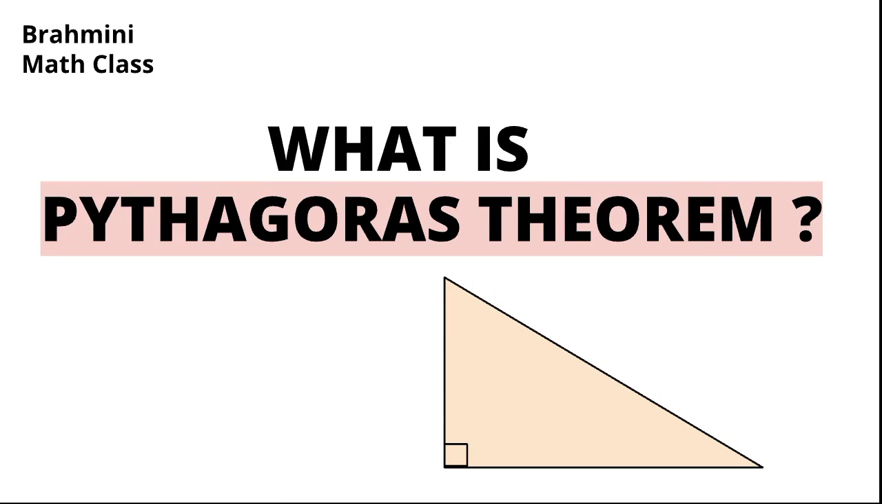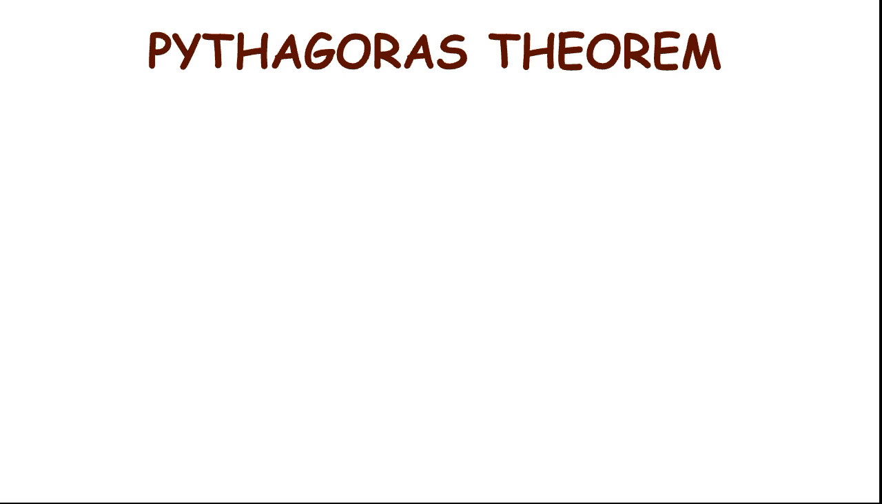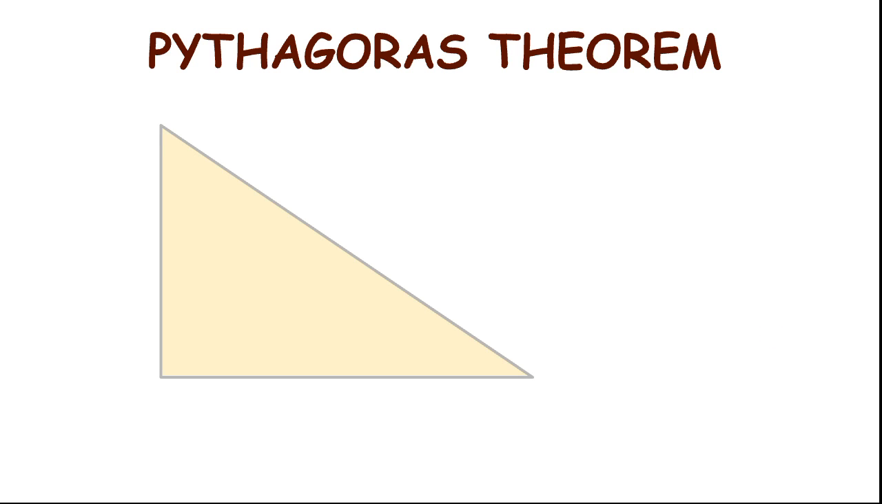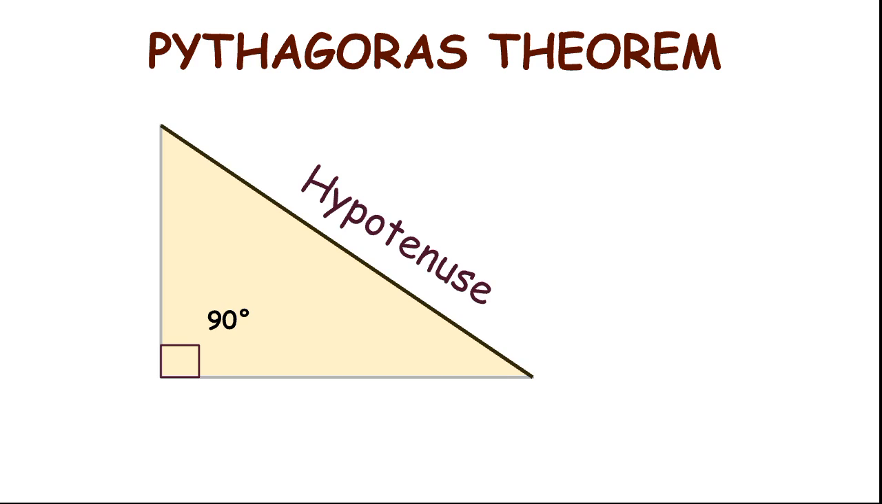In this video, let us see what is Pythagoras theorem. Pythagoras theorem is applicable for a right angle triangle. We know that in a right angle triangle, one of the angles is equal to 90 degrees. So the side that is opposite to 90 degrees is called the hypotenuse. And the two sides that form this 90 degrees angle are called legs.